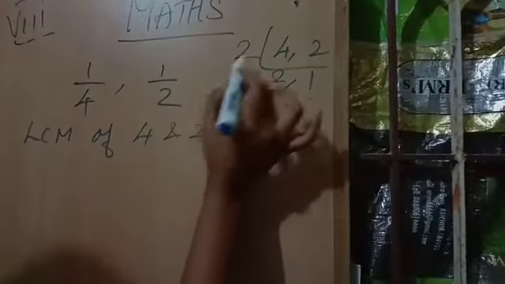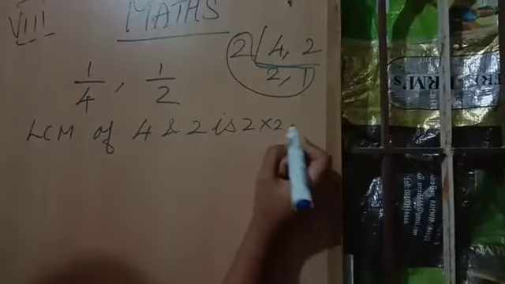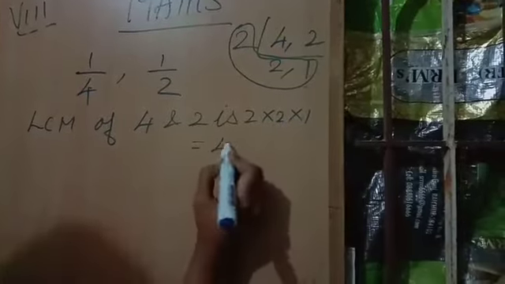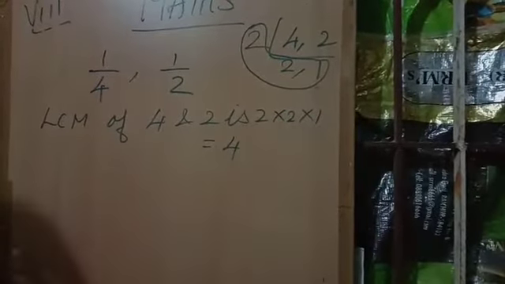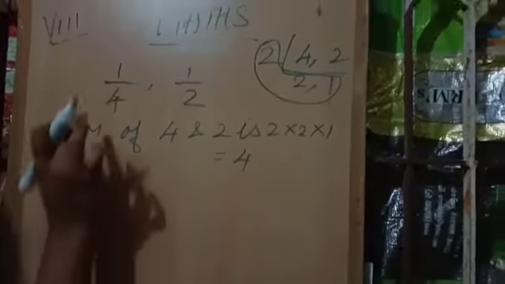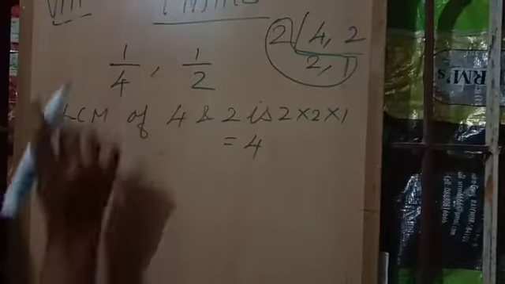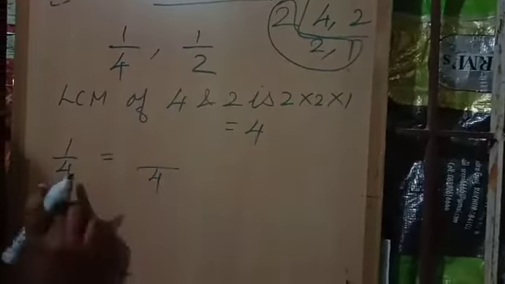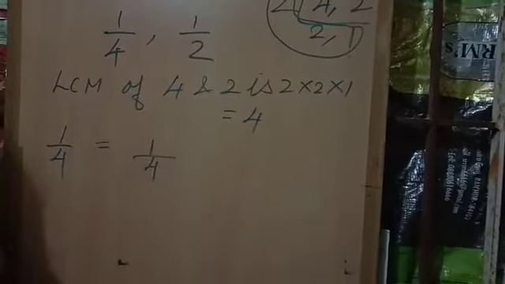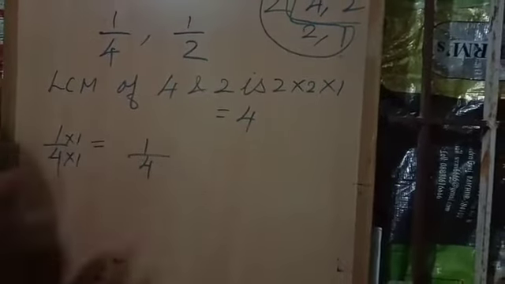So to find the LCM, just multiply these three numbers: 2 into 2 into 1. What is the answer? 2 2's are 4, 4 1's are 4. So LCM of 4 and 2 is 4. Now I have to bring both denominators to 4. What is the first one? 1 by 4. Here the denominator is already 4, so there is no change. The same numerator you write here, because to get 4 we should multiply by 1 only. 4 1's are 4, 1 1 is 1.